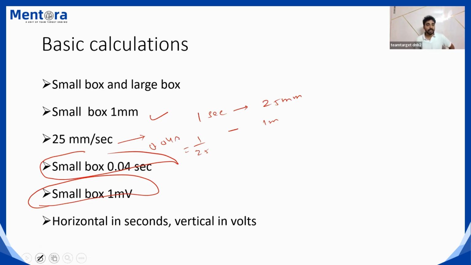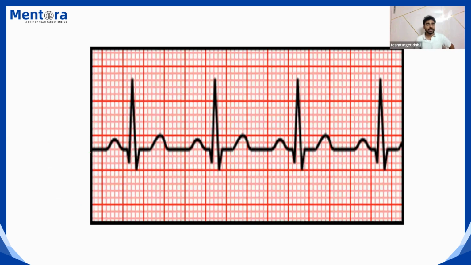So let us see this. As I discussed, this is small box and this is your large box, and each large box contains how many? 5 small box. 1, 2, 3, 4, 5. And each small box, if you take, definitely it is 1 mm horizontal and 1 mm vertical, and ECG runs at a speed of 25 mm per second. So each small box counts for 0.04 seconds in horizontal, and vertical it is 1 millivolt.